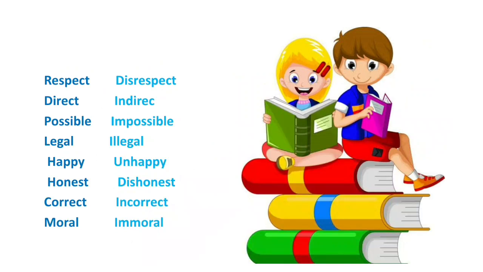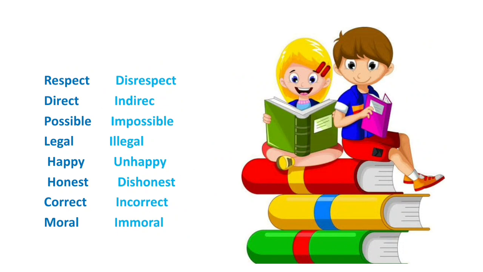For example, by adding dis in the root word respect, we can create its antonym. Respect, disrespect. Antonym of direct is indirect. Here we have added prefix in. Antonym of possible is impossible. Here we have added prefix im.